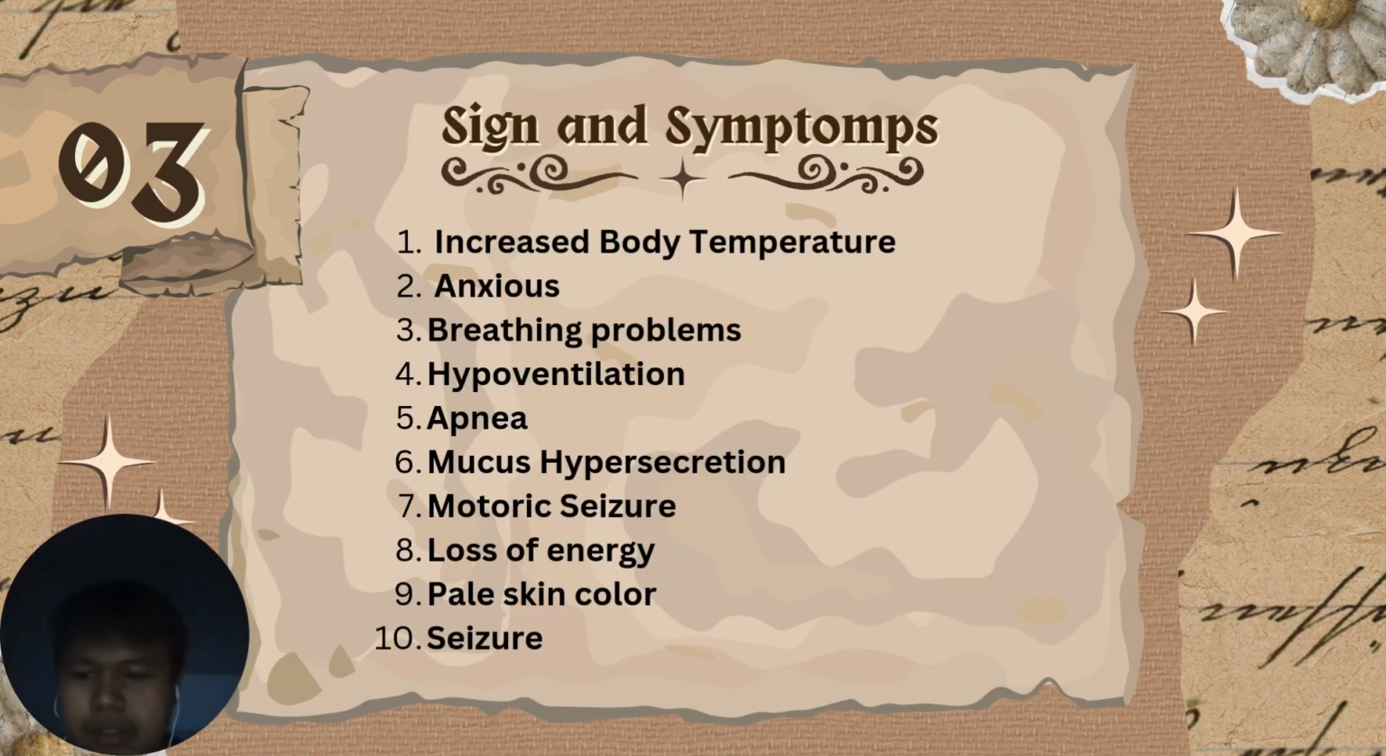Signs and symptoms. First, increased body temperature. The second, anxiety. The third, breathing problems. The fourth, hypoventilation. The fifth, apnea. The sixth, mucus hypersecretion. The seventh, motoric seizure. The eighth, loss of energy. The ninth, pale skin color. And the last is seizure.